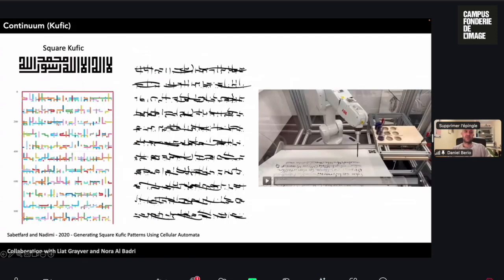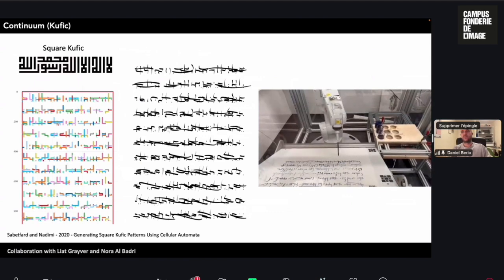And this is another project I did with an artist based in Germany, Liat Greiver, and another artist based in Germany, Nora Al-Badri. And here the idea was to try to capture the aesthetic of Kufic calligraphy from Islamic art. And essentially, again, here you see those structures. Those are generated computationally based on a nice paper that I think Iraqi or Iranian architects wrote. And essentially, you can generate the curves, with a calligraphic-like aesthetic, by using this system.